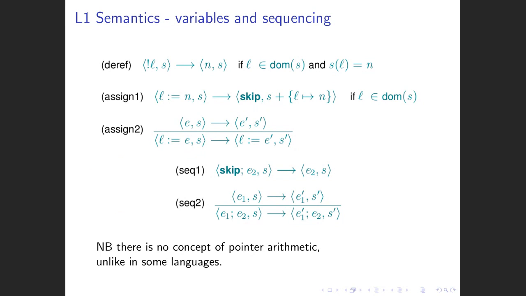Okay, and then these are rules for giving sequences of commands. This is an imperative language, so we are hitting on memory and doing sequences of commands. So this says skip doesn't do anything. If you've got a skip, then you can just delete it and replace it with whatever came after it.